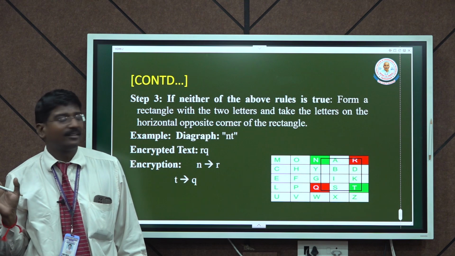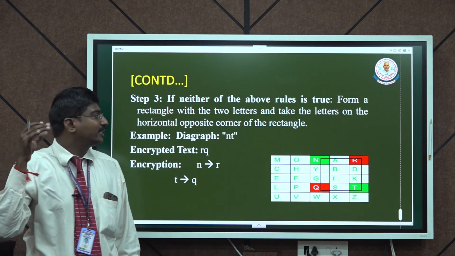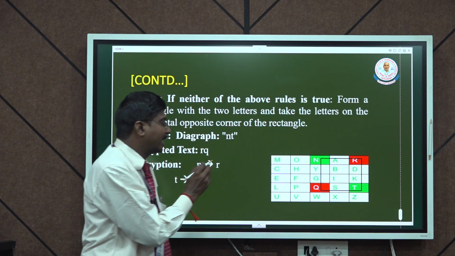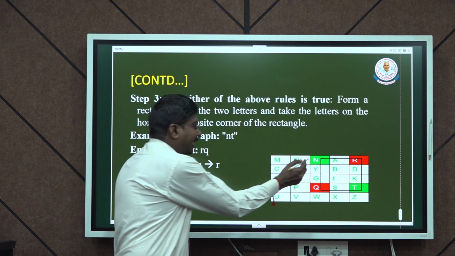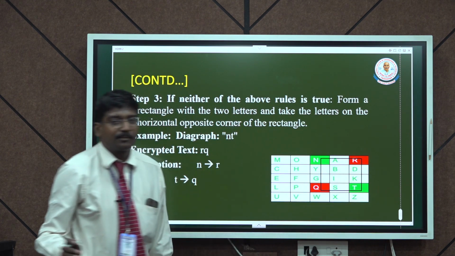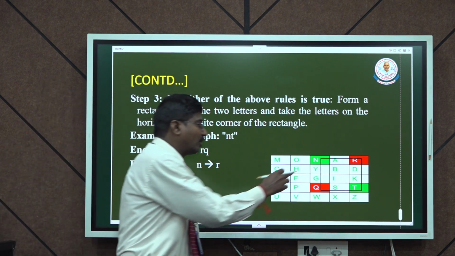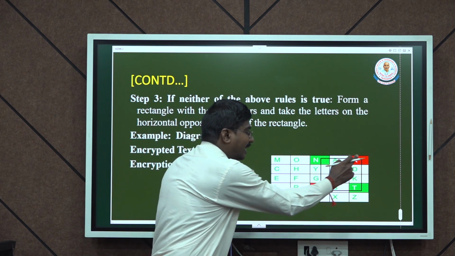You have to form a rectangle with two letters and take the letters horizontal to the opposite corner of the rectangle. Here is an example. Consider the plain text is NT. It is not present in the same row or same column, so we have to form a rectangle. Here you are forming a rectangle.